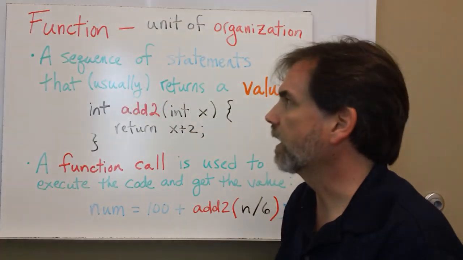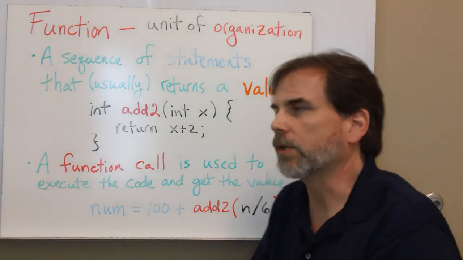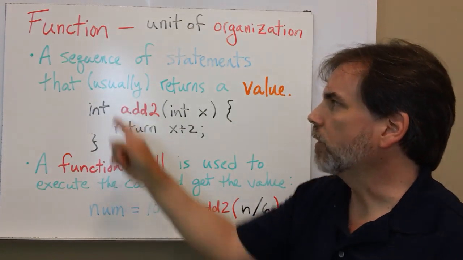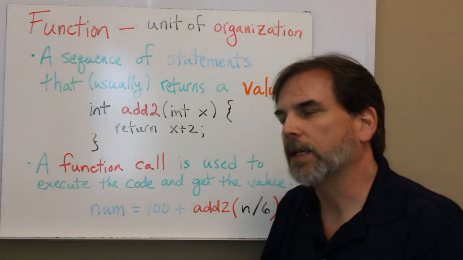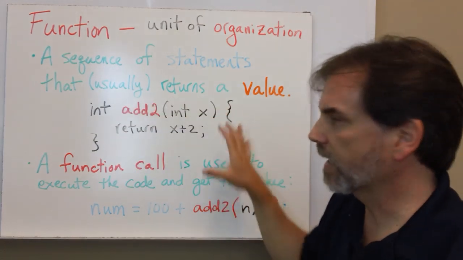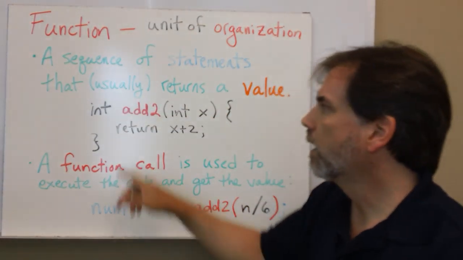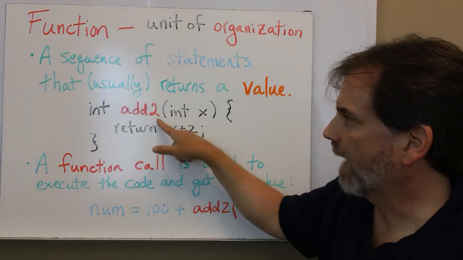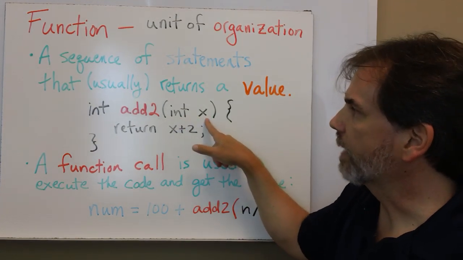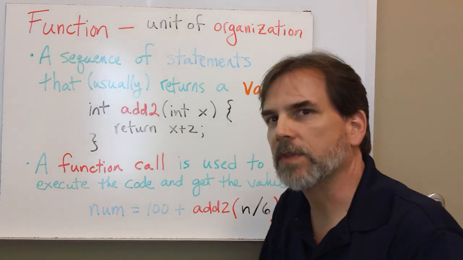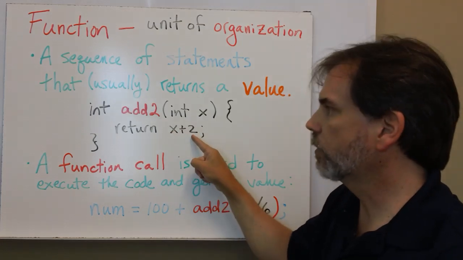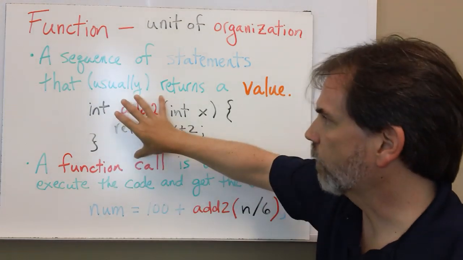So a function is like a subroutine. It's our unit of modularization, our unit of organization. So a function is a sequence of statements that usually returns a value. It's not required to return a value. But here's a very simple function. Again, you don't have to understand the details of this. We'll talk about functions a lot. But this is a function, the definition of a function called add2. It returns an integer value. It takes in an integer value that we'll call x. And so what it does, the purpose of this function is to take in a value x, compute this value, x plus 2, and return it to the caller. Okay, that's what this function does.